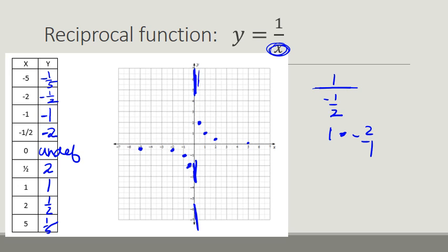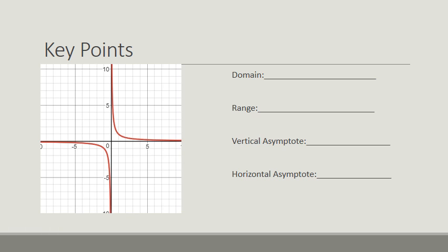So what we have is we've got our parent function that looks like this. All right. So this is our parent function. Again, it looks like this. Some important things to realize, and I just kind of made this out, is we've got asymptotes again. My vertical asymptote, the one up and down, is the y-axis, or x equals 0. My horizontal is going to be the x-axis, or y equals 0.